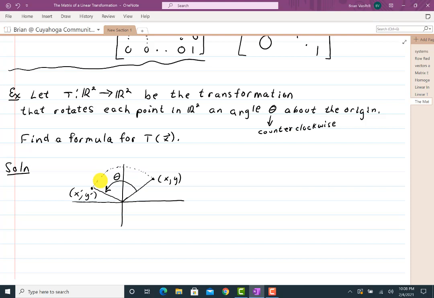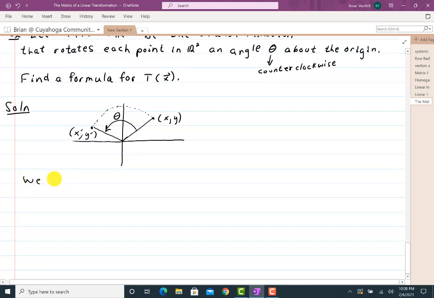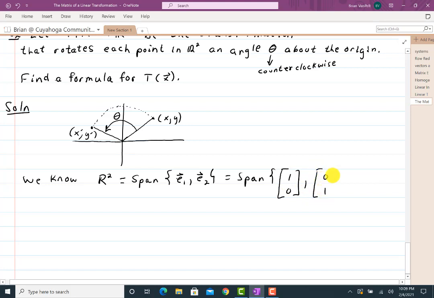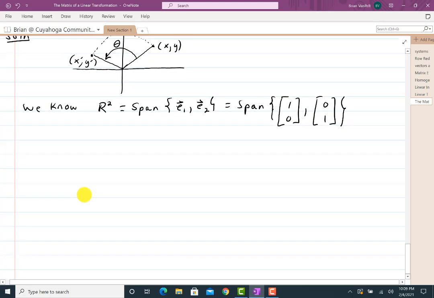And the key to it is this. We know that R2 equals the span of E1 and E2. And if you need recollection of what that is, E1 is the vector 1, 0. E2 is the vector 0, 1. Now basically the way this works is if I can figure out what the function does to these, then I'll know what it does for any point. So all I got to do is follow those two things. So let's go ahead and take a look at how that looks on the graph.